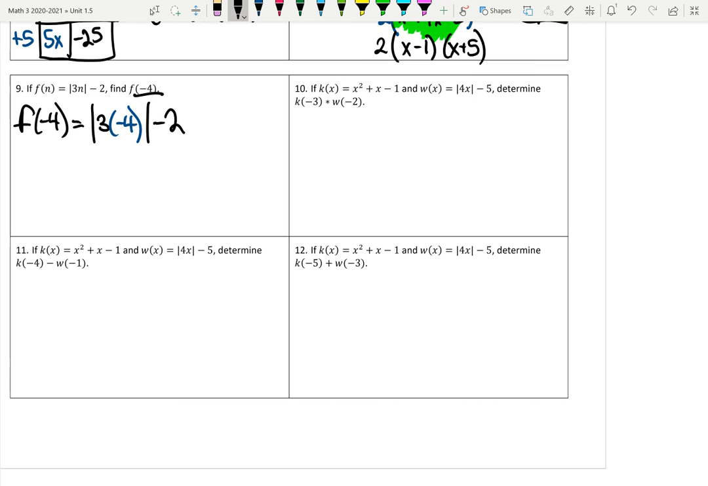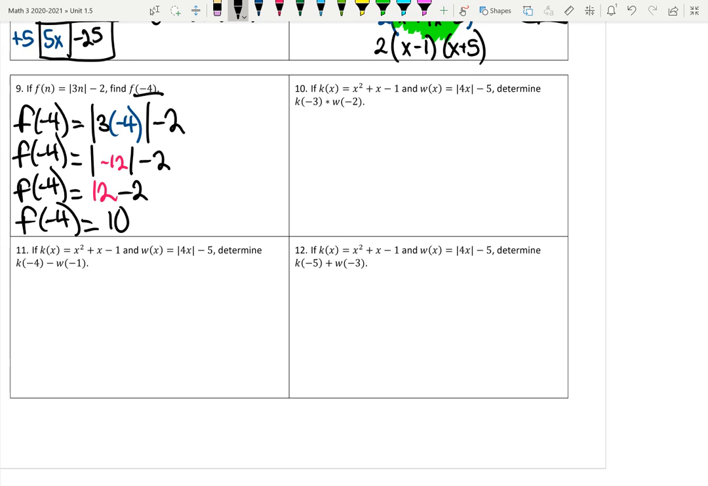Now, let me go ahead and plug some stuff out. Using my order of operations, I'm going to multiply the inside first, and I'm going to get negative 12 inside of an absolute value. The absolute value is the positive version of a number. So this is going to turn into just plain old 12 minus 2, leading my output of negative 4 is going to be 10.